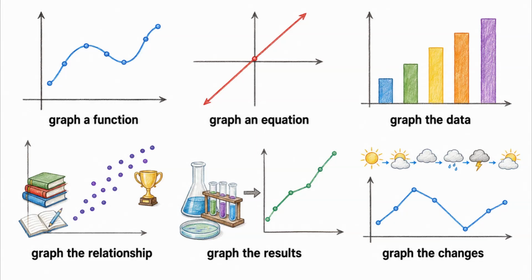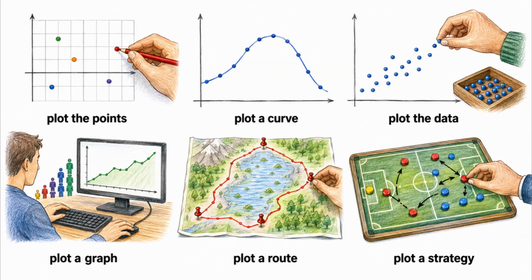The students graph the relationship between study time and test scores. The scientist will graph the results so the upward trend is easy to see. We graph the changes in temperature across the 7 days.